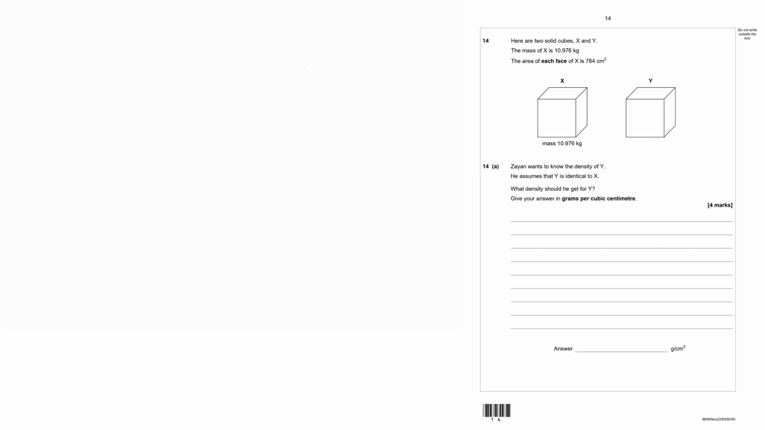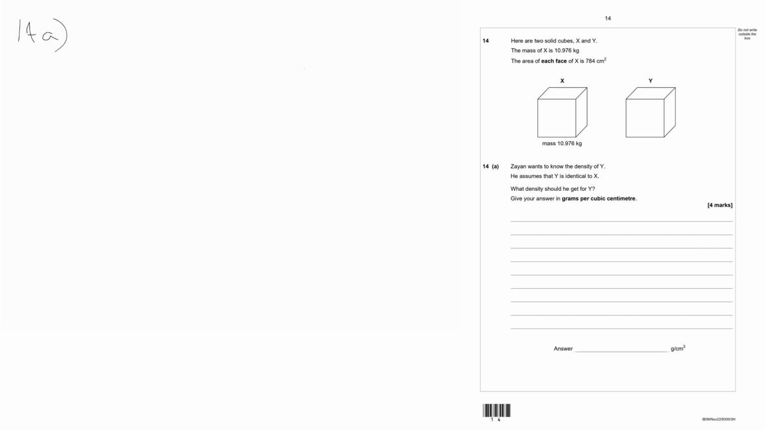So moving on to question 14. And we're given two solid cubes, x and y, and we're given the mass of x and told the area of each face of x. And we want to know the density of y, assuming that y is identical to x. So what density should we get for y?